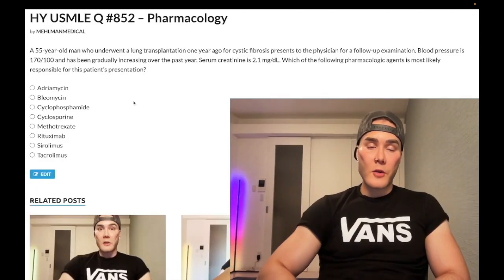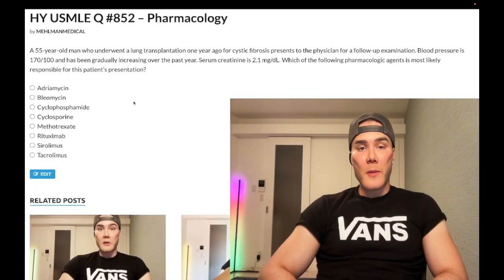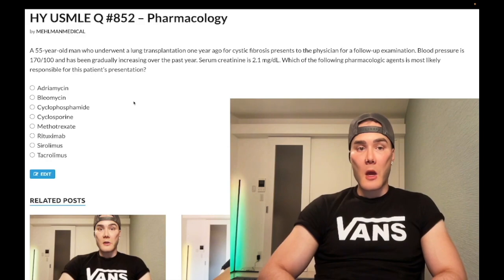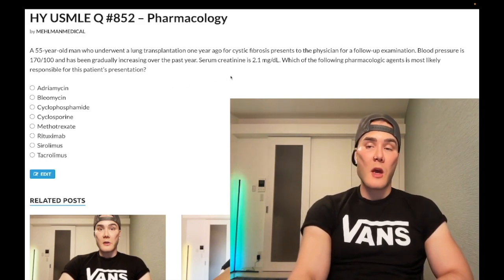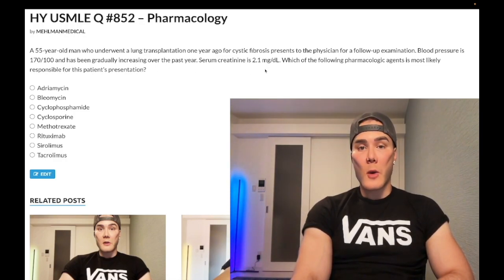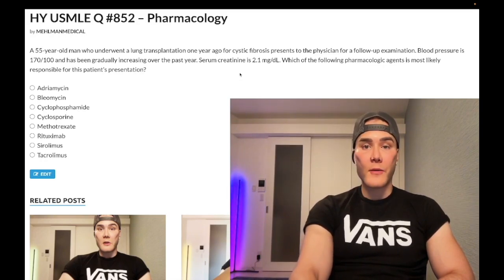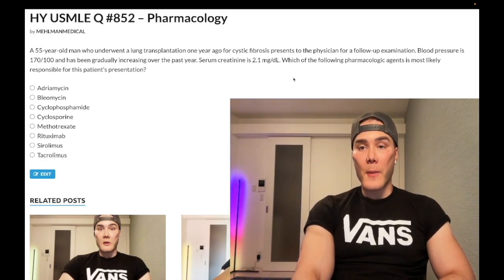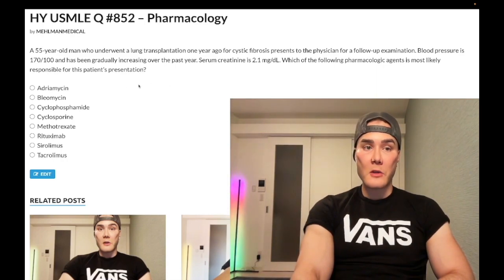How's it going, guys? Difficult question for pharmacology, Step 1, internal medicine, surgery, 2CK. A 55-year-old man underwent a lung transplant a year ago for CF. He has hypertension that's been worsening over the past year. Serum creatinine 2.1, normal range 0.7 to 1.2. Once you've hit a creatinine of 2, you've lost 90% of your renal function. The question wants to know which of the following pharmacologic agents is most likely responsible for the patient's presentation.